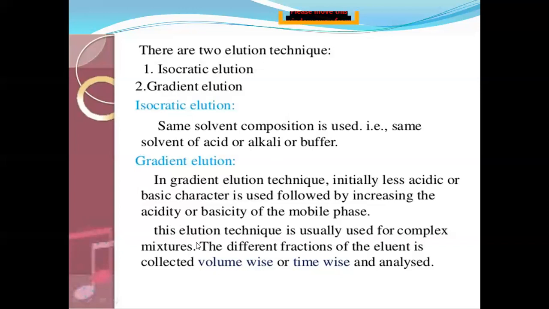Complex mixture means when our reaction mixture contains more than one similar cation or more than one similar anion. At that time, we go with gradient elution. The different fractions of eluate are collected volume-wise or time-wise and analyzed. Volume-wise means, for example, 10 ml of eluate, then another 10 ml of eluate, like that. Time-wise means after 2 minutes or after 4 minutes, like that.